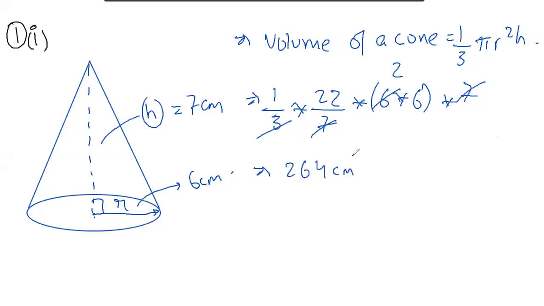264 centimeter cube, pardon, not centimeter square. If you make the mistake of assuming that the unit of volume is square, you'll get only half marks. So I'll write 264 centimeter cube, because the unit of volume is any unit having a cube at the top. So we will move on to our next question. I will clear this.